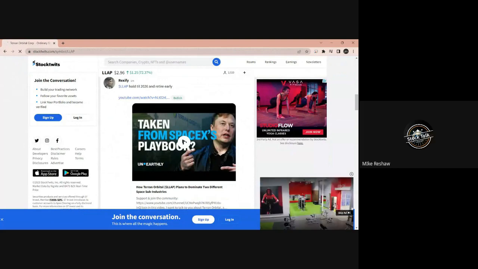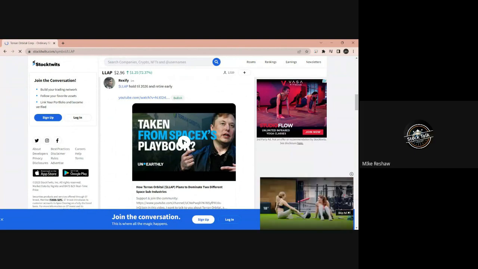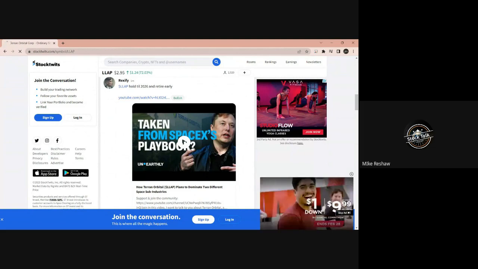So going on to StockTwits, because that's where the real traders are at, you have Rexify. Rexify says, hold till 2026 and retire early. So that is his take there, taken from the SpaceX playbook. You are getting this on the cheap right there.